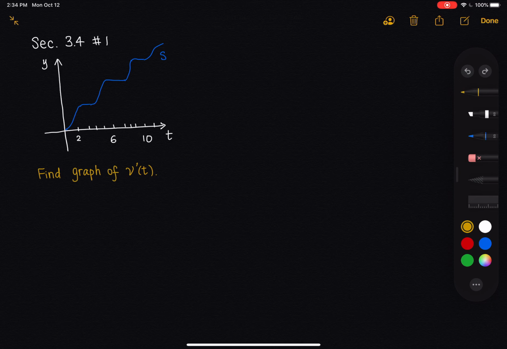So it's very important that you notice it is v prime of t, and in other words we are looking for the acceleration function, a of t. So keep that in mind. But in order to find that v prime of t, we first need to find v of t. So we create a graph of t with respect to velocity v.